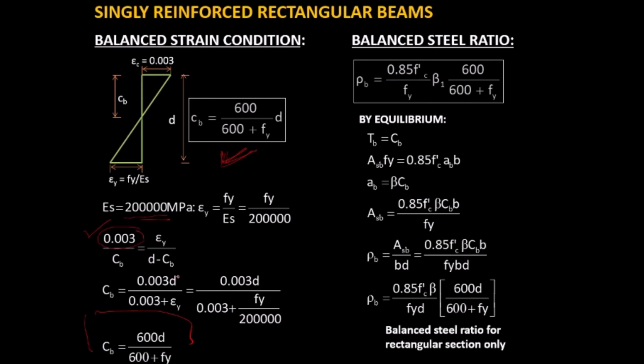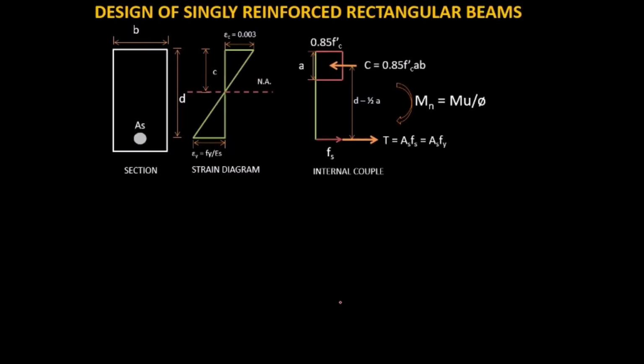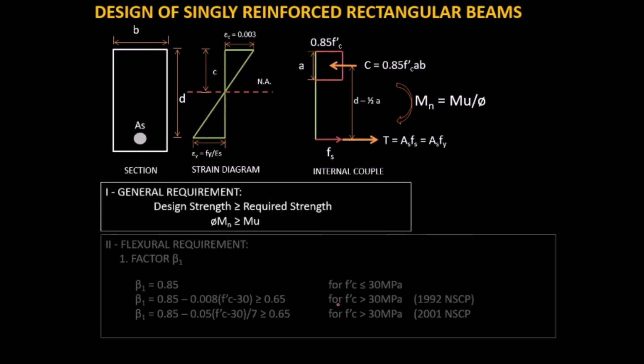Then, so we have actually this formula that we use. For rho balance, for rectangular section only, to determine rho balance, we equate T and C, but in terms of balance. This is the formula for rho balance for rectangular section only. Okay, now, this is my explanation.